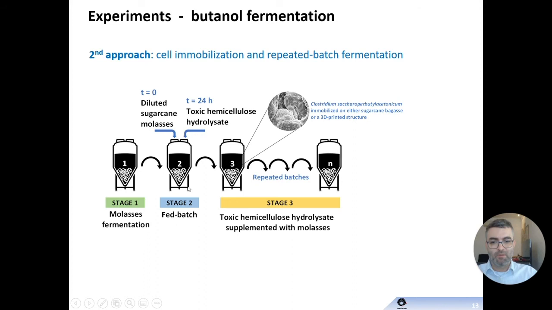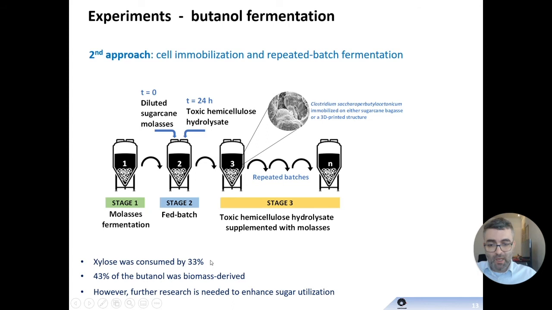In the second stage, the detoxified hemicellulose hydrolysate was fed at 24 hours, as we did in the first approach. And then from the third and subsequent batch fermentations, in the third stage, the fermentation was initiated with the hemicellulose hydrolysate supplemented with molasses. In this case, xylose was consumed by 33%, and the output of second-generation butanol increased from the 10% we got in the first approach to about 40%. But we still need more research to improve the sugar utilization.